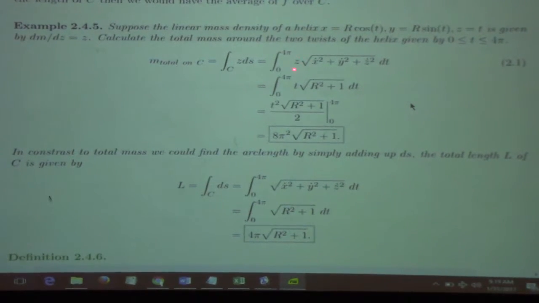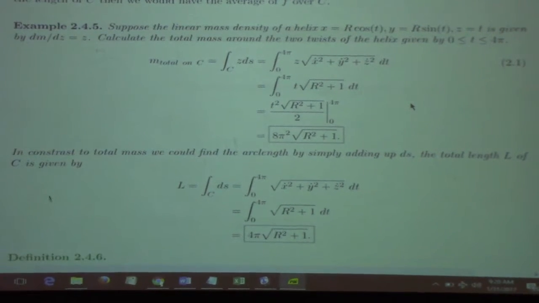Now z, why do I put... so this z is not z, right? I'm not done yet. What is z? z is equal to t along this curve. So that's why I plug in a t right here, right? The speed is square root of r squared plus 1. And so we do the integral, and we get 8 pi squared, square root of r squared plus 1.